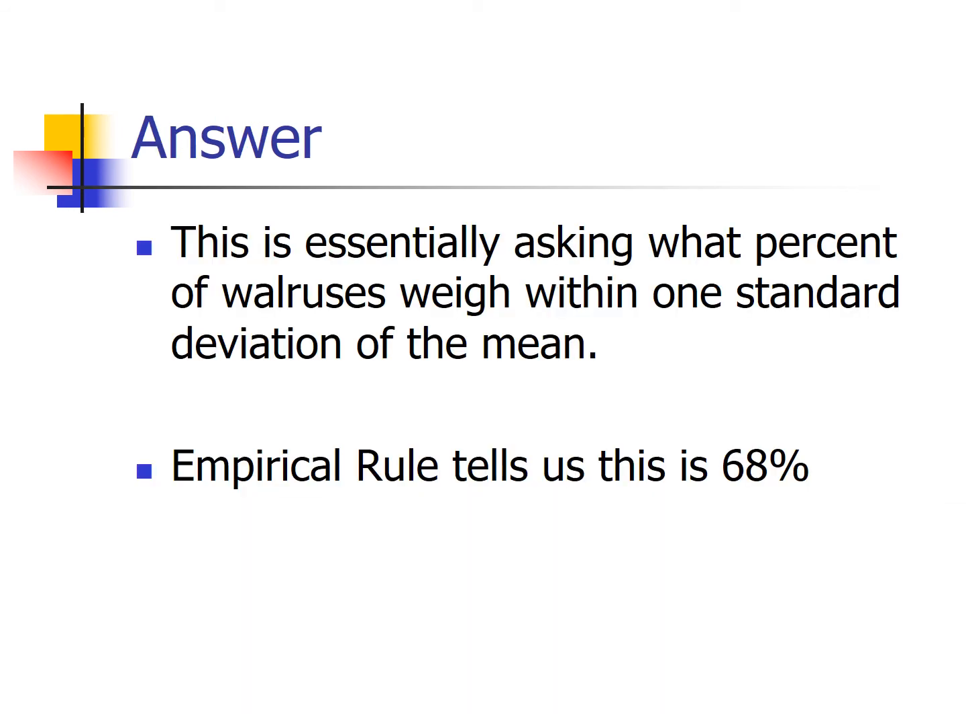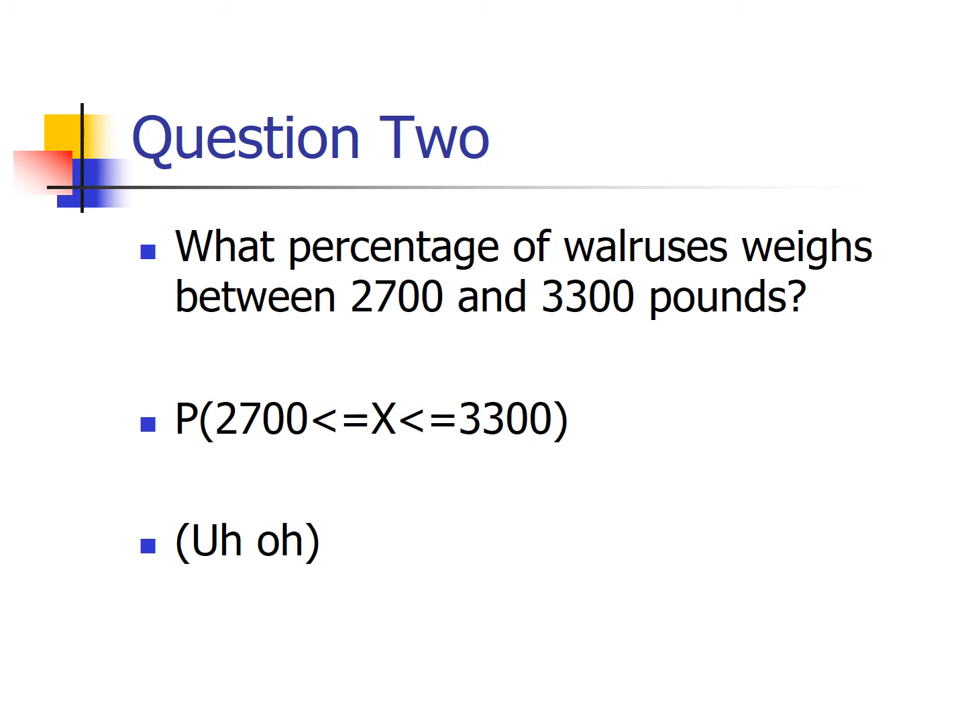And so this is what we just said. This is essentially asking what percent of walruses weigh within one standard deviation of the mean. The empirical rule says that's 68%. Now, the problem is this.